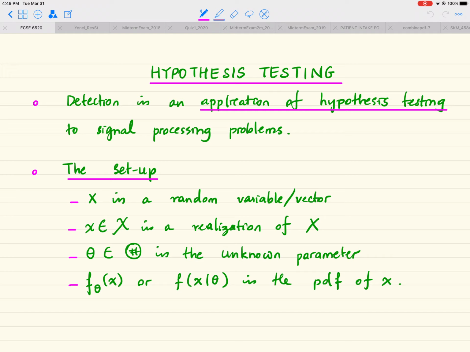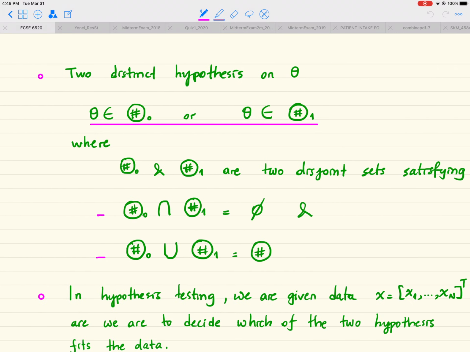Now, the setup that we'll be using is similar to the one that we use for estimation. Capital X will denote the random variables or vectors, and fancy X will denote the sample space in which we have the realizations of our random vector X. Theta is the unknown parameter, and depending on whether we are in the frequentist approach or Bayesian approach, we will be using f sub theta of x, or the conditional PDF of x given theta, as the PDF of X.